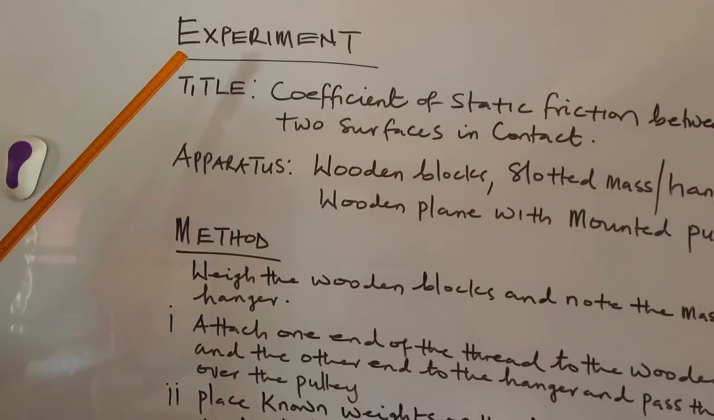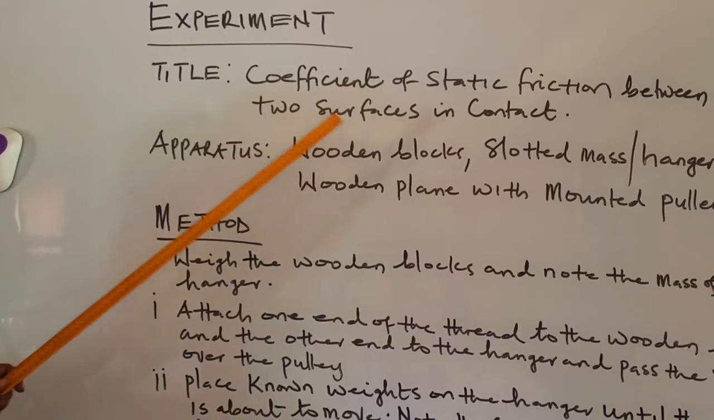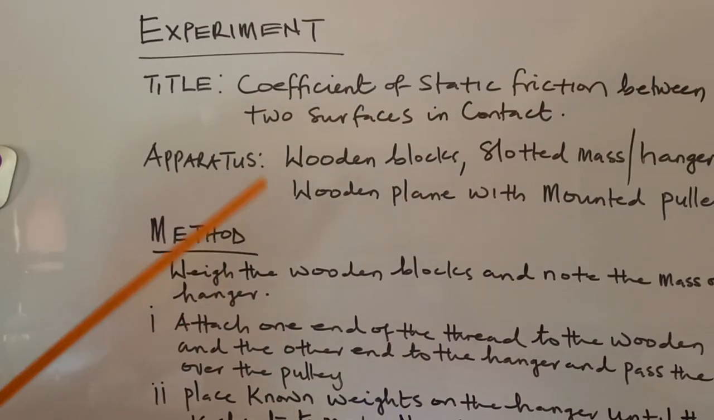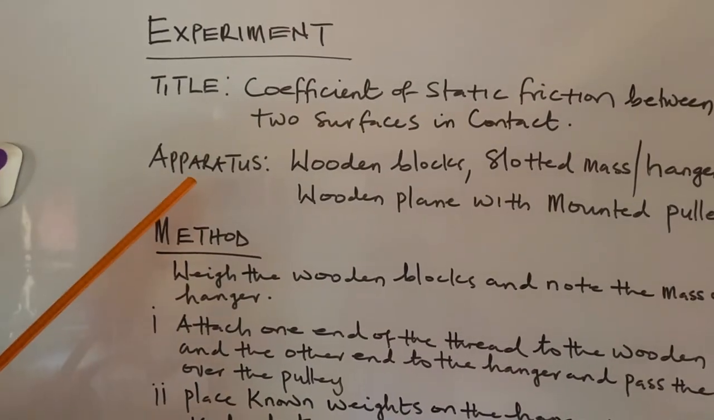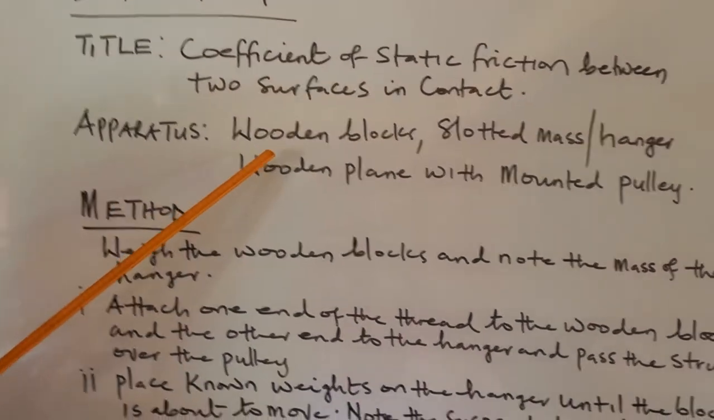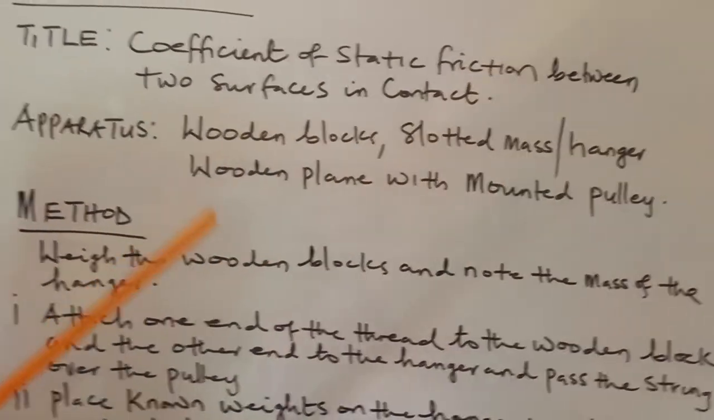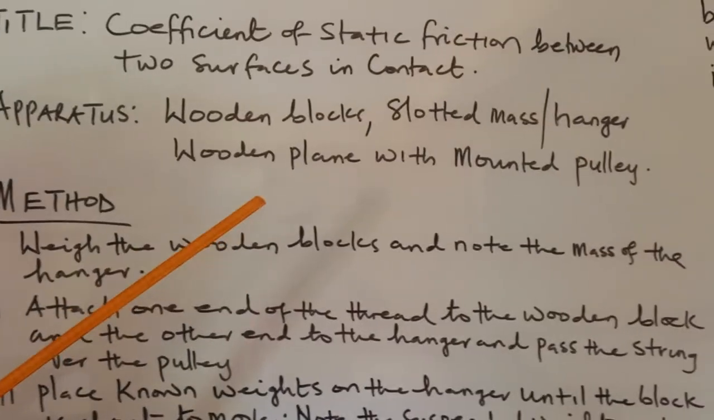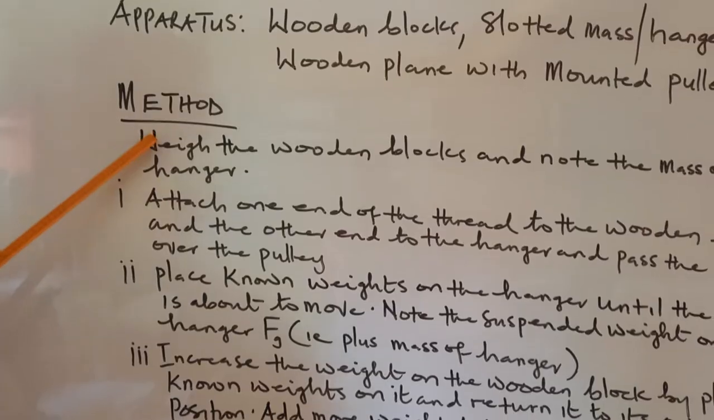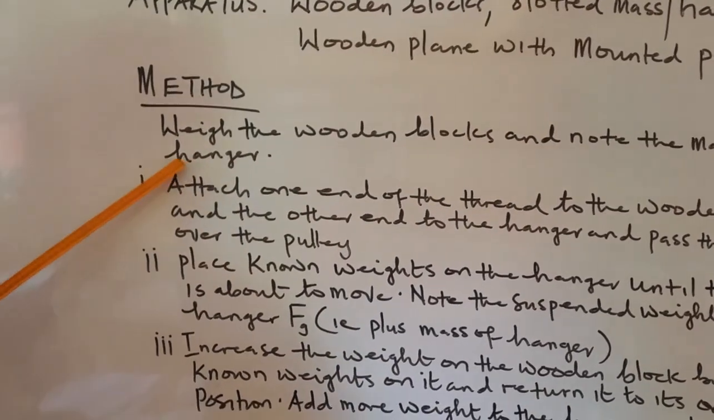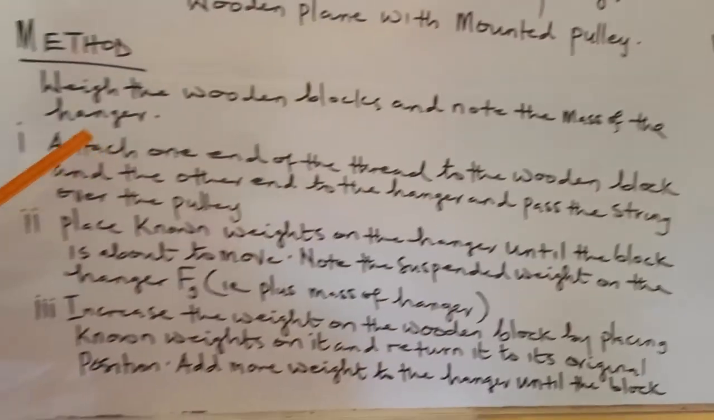Next, we are going to take an experiment. Now, the title of the experiment is Coefficient of Static Friction between two surfaces in contact. Now, these are the apparatus you require: a wooden block, slotted mass, stroke hanger, a wooden plane with mounted pulley. All right? Now, the method: weigh the wooden blocks and note the mass of the hanger.